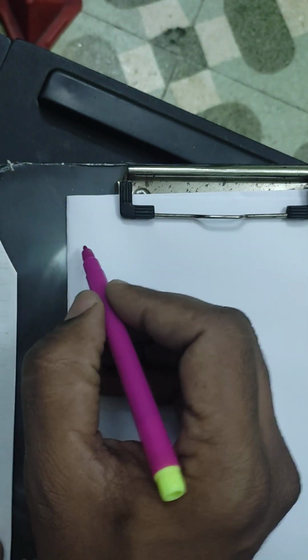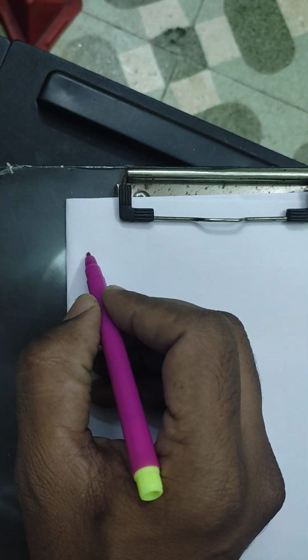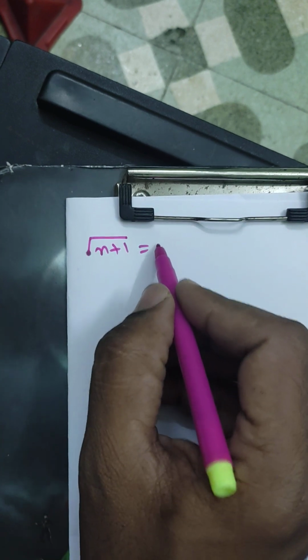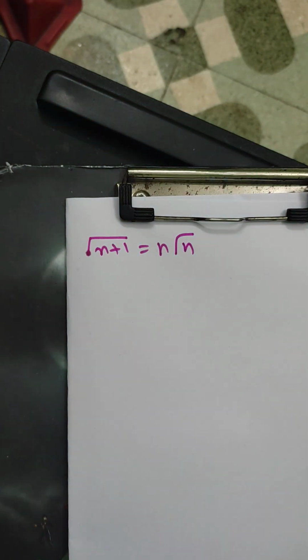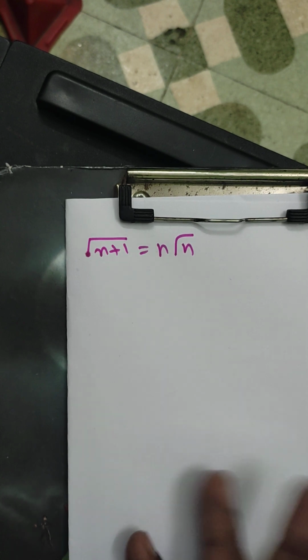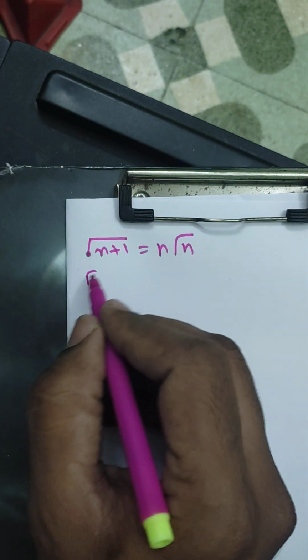Next we have to prove gamma n plus 1. We have to prove that gamma n plus 1 equals n gamma n. Very simple. Again we have to go for the proof of that thing. We know the formula.